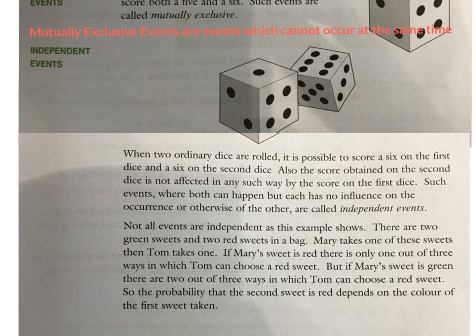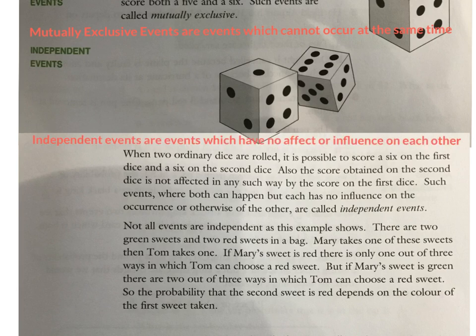On to independent events. When two ordinary dice are rolled, it is possible to score a 6 on the first dice and a 6 on the second dice. Also, the score obtained on the second dice is not affected in any way by the score on the first dice. Such events, where both can happen, but each has no influence on the occurrence or otherwise of the other, are called independent events. So you roll a 6 the first time, it doesn't make it more likely or less likely that you're going to get a 6 on the second go. What you get on the first one makes no difference to the second one. So they are called independent events when there's no influence on each other.